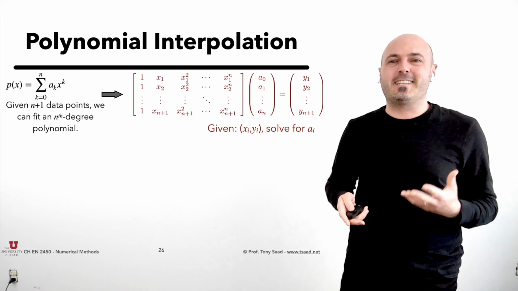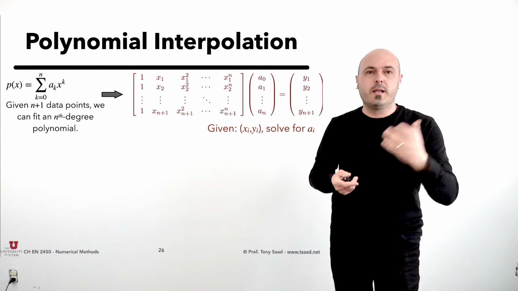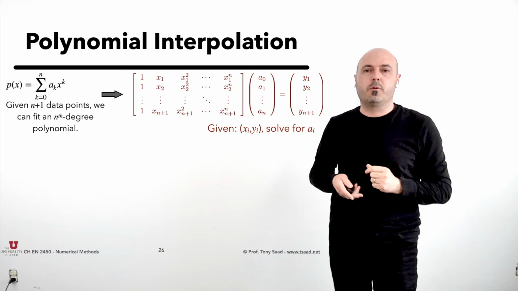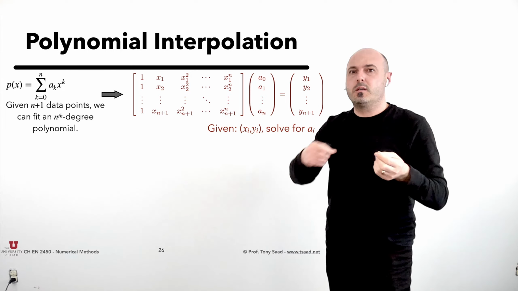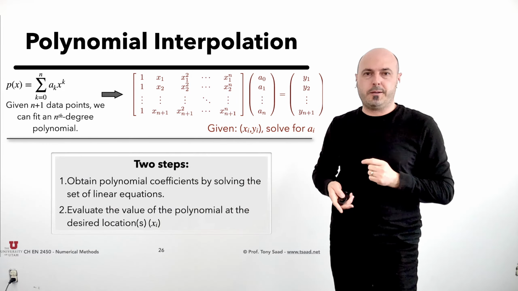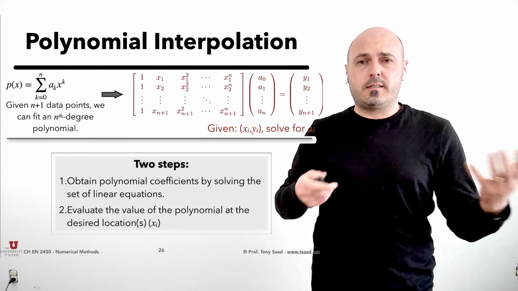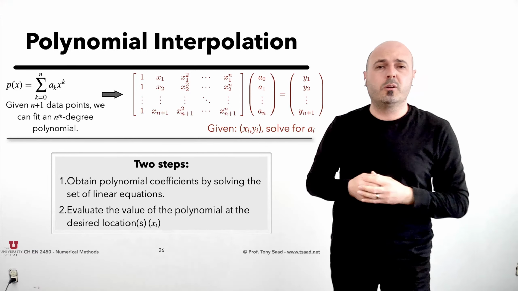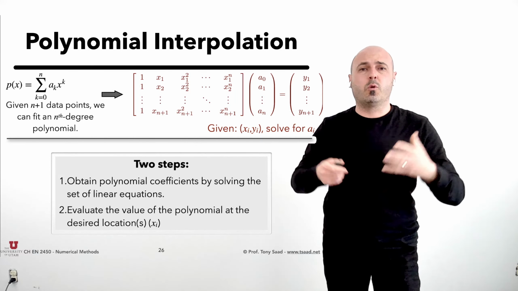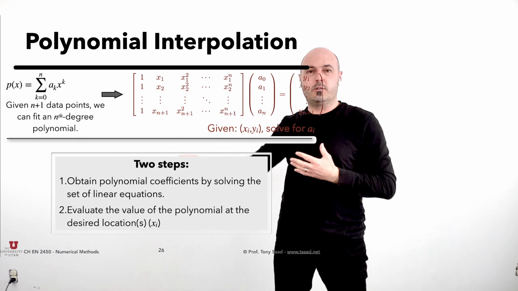And by the way, this is a classic exam question: give you a polynomial with a strange form and ask you to come up with the system of equations. Don't memorize the matrix and blindly spit it out. Do the derivation again, okay? Now, the operation is simple. To find the coefficients of the polynomial, we obtain them by solving this set of linear equations.